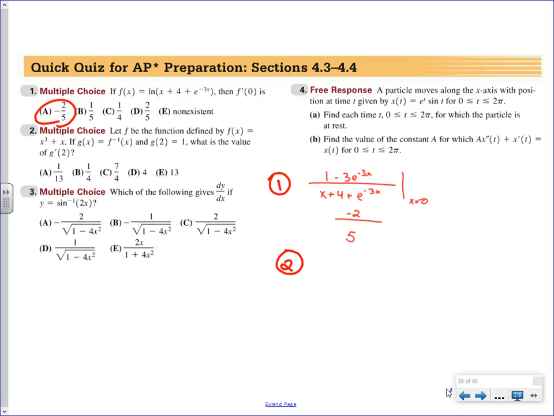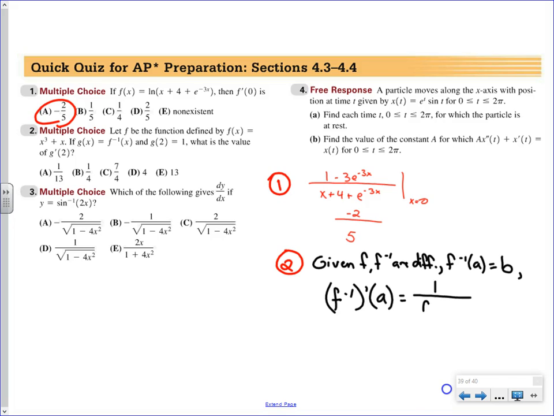Theoretically, we revamped this year, right? Given f and f inverse are differentiable, which for the most part, if they're asking you to do it, it is. So no big deal. And f inverse of A equals B. Then f inverse prime of A equals 1 over f prime of B.